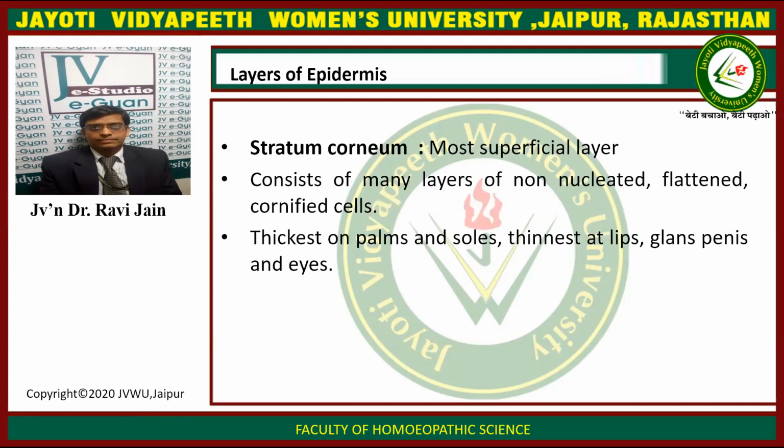And then we come to the outermost layer, that is the stratum corneum, and it is the most superficial layer of the skin. It consists of many layers of non-nucleated, flattened and cornified cells. It is thickest on the palms and soles, and thinnest at the lips, glans penis, and eyes.